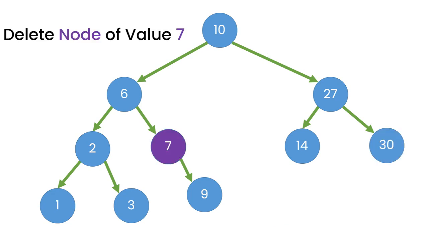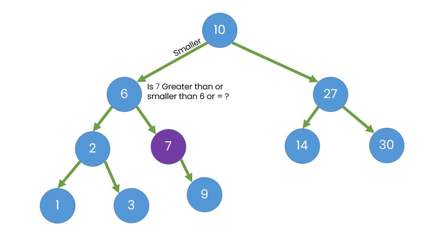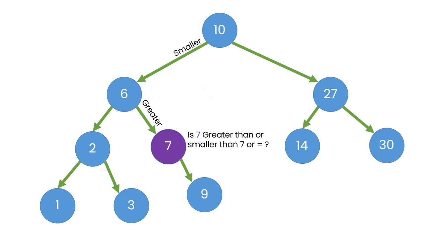Now what happens if we have a child and we want to remove a node containing that child? Let's remove the title. We need to find this node at first, so we use the searching algorithm of a binary search tree. Is 7 smaller than or greater than 10? It's smaller. Now we ask, is 7 greater than or smaller than 6? It's greater, so we go to the right. Now we ask, is 7 greater than, equal to, or smaller than 7? It's equal, so we found our node.